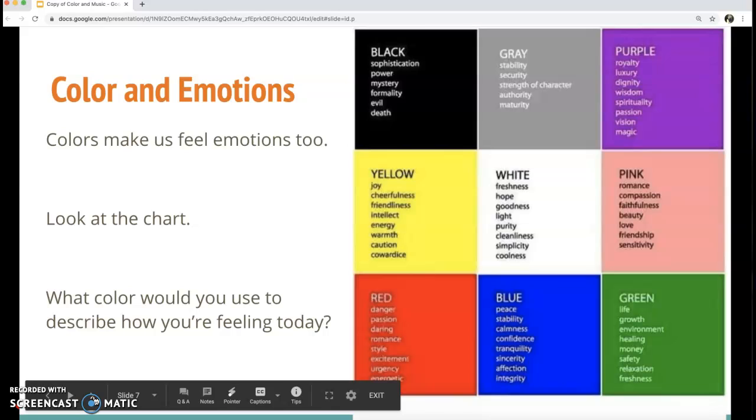Okay, and then we move into art and how colors evoke emotions. And if you're drawing or if you're painting a particular piece and you want to evoke a mood, you might use different colors to evoke that mood. So we'll have the students look at the chart. For instance, black would be sophistication, power, mystery. Gray might be stability. And they can look around and we'll discuss all the different colors and the meanings of those colors to help evoke emotions in their artwork.